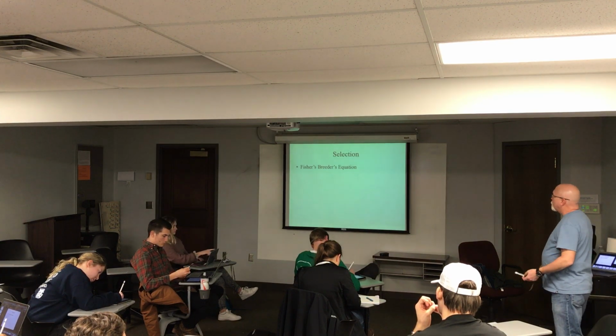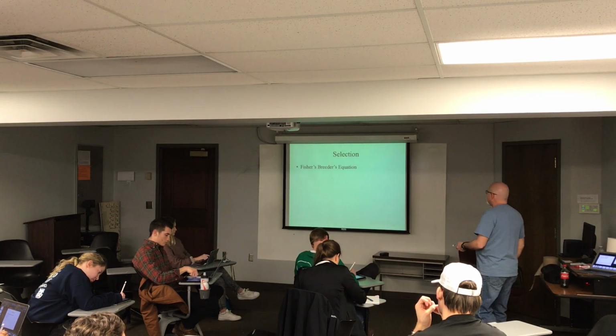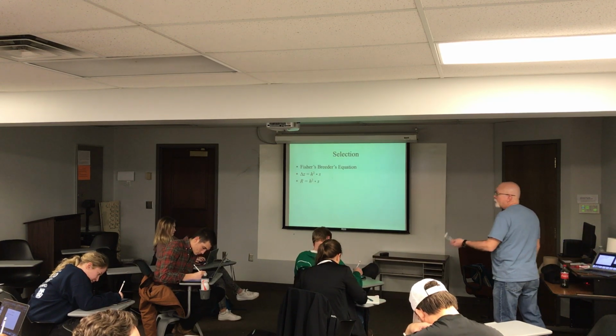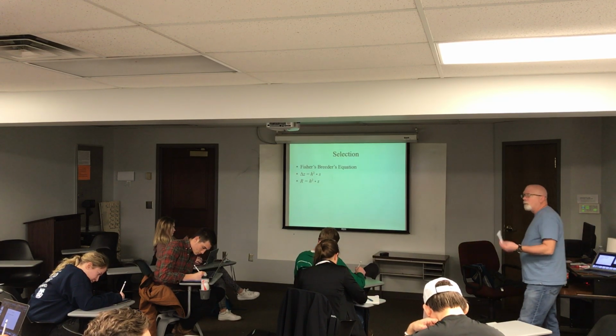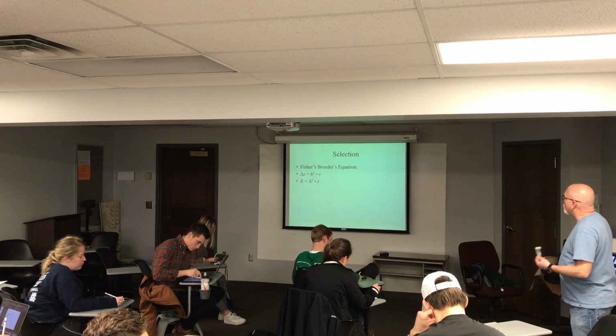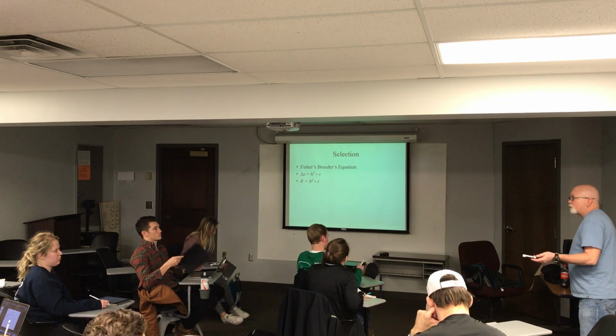It's 135. Fisher's Breeders equation. We talked about this in evolution and ecology. We will revisit it again on Monday. If you have not read Arnold's paper yet, read that for Monday. We will pick up here. Do you have any questions?